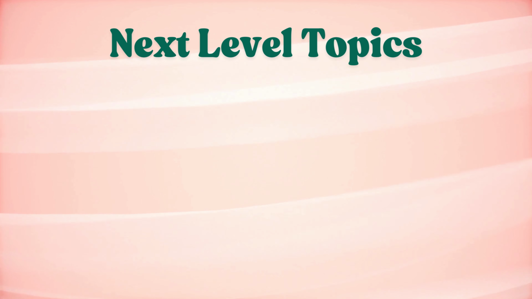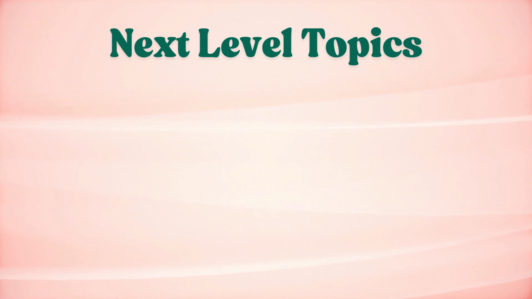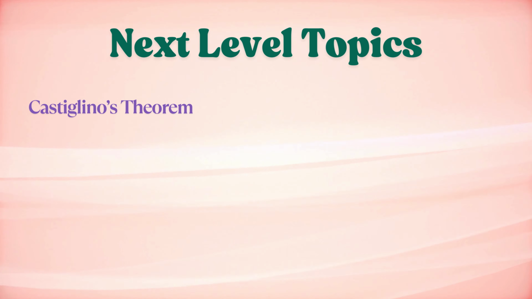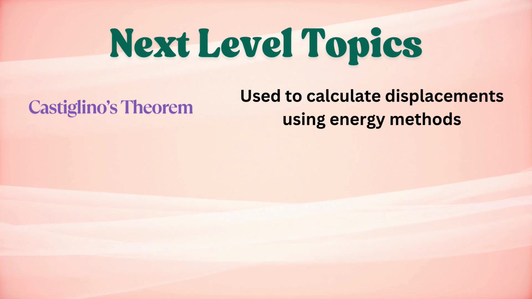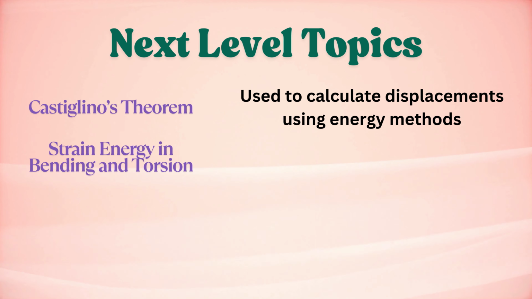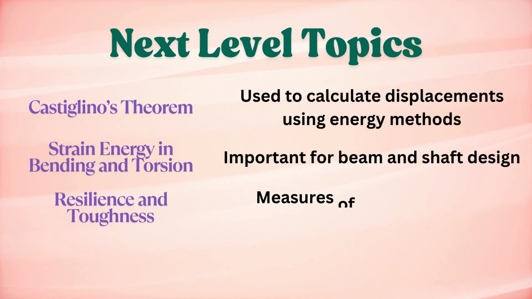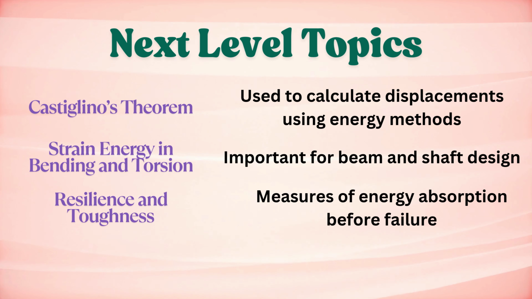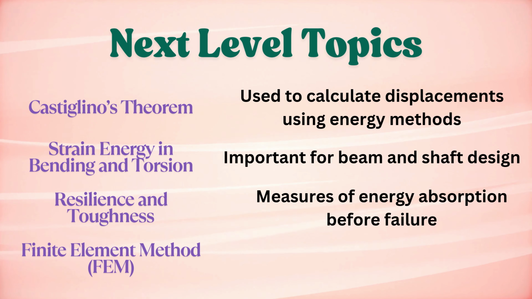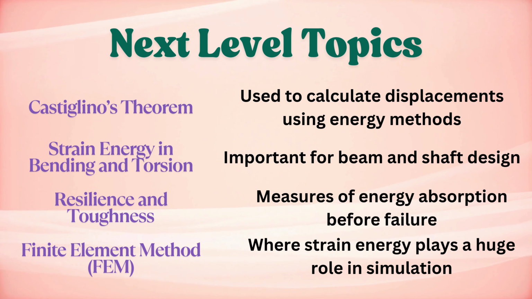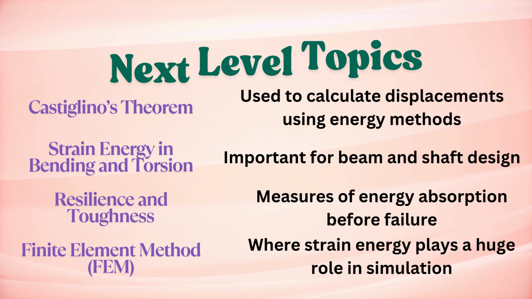Now that you've understood the basics of strain energy, here are a few next-level topics to explore. Castigliano's theorem. It is used to calculate displacements using energy methods. Strain energy in bending and torsion. It is important for beam and shaft design. Resilience and toughness. It measures energy absorption before failure. Finite element method, FEM, where strain energy plays a huge role in simulation. All of these are super useful in real-world design and analysis.